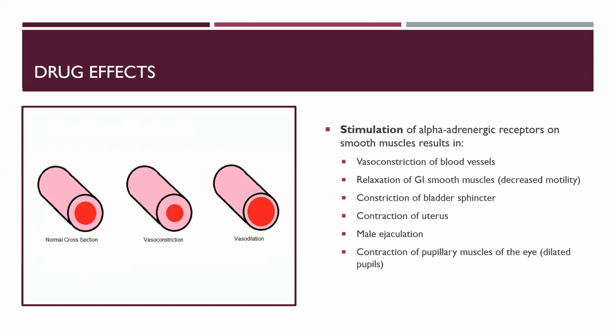So looking at this, if we stimulate our alpha adrenergic receptors on the smooth muscle, that's when we're going to have vasoconstriction, relaxation of the GI smooth muscles, constriction of the bladder sphincter, contraction of the uterus, male ejaculation, contraction of the pupillary muscles of the eyes, so those dilated pupils. Because if you think about it, this is all causing that stimulation of those things.